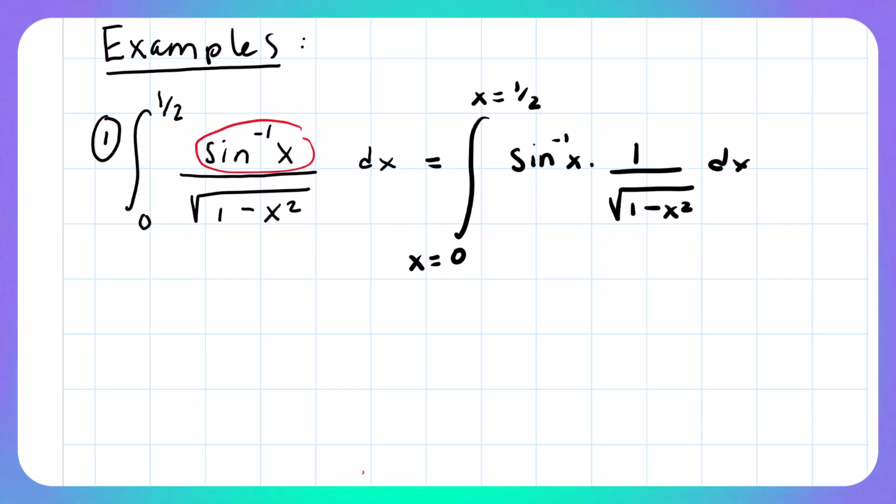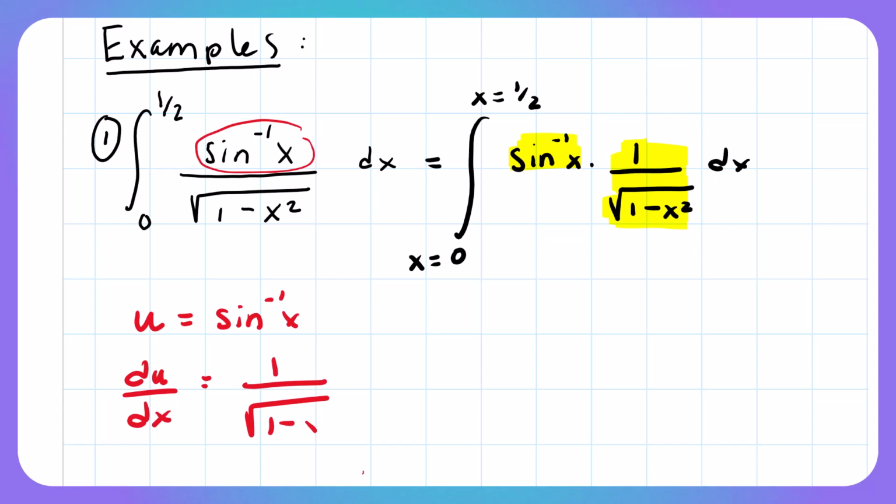You might not need to separate that quotient into a product as I've done, but I do think it can help to see that here we have a function, and here we have something that is, in this case, exactly the derivative of that function. So remember, when we're doing substitution, we need to make a substitution not just for u, but also for its derivative. So let's let u be the inverse sine of x, and then my derivative, du dx, would be 1 over the square root of 1 minus x squared.